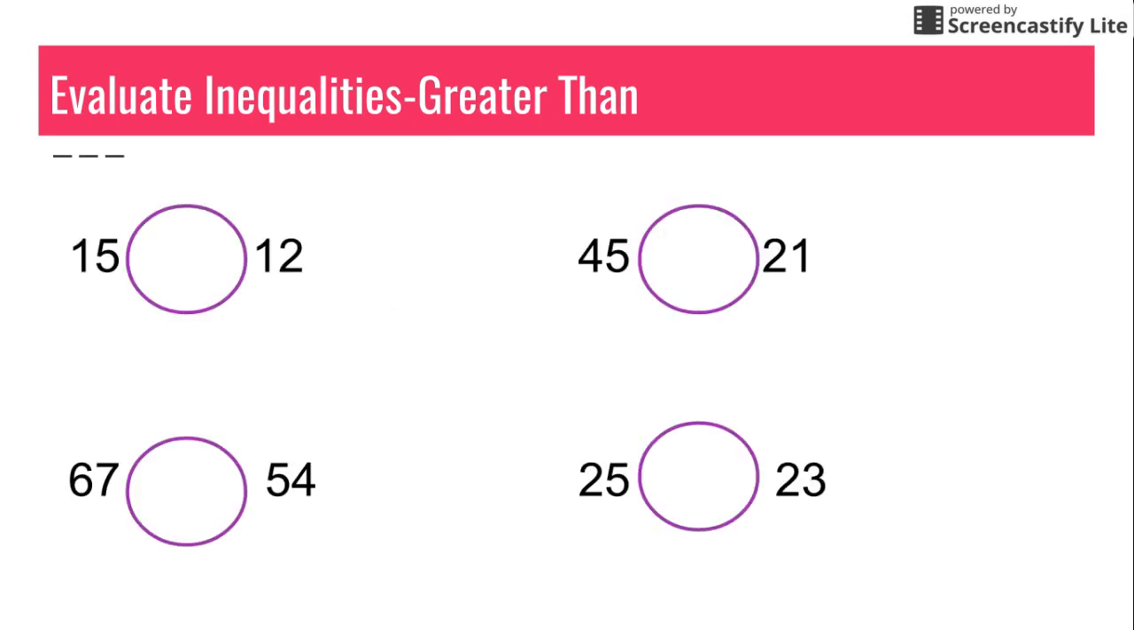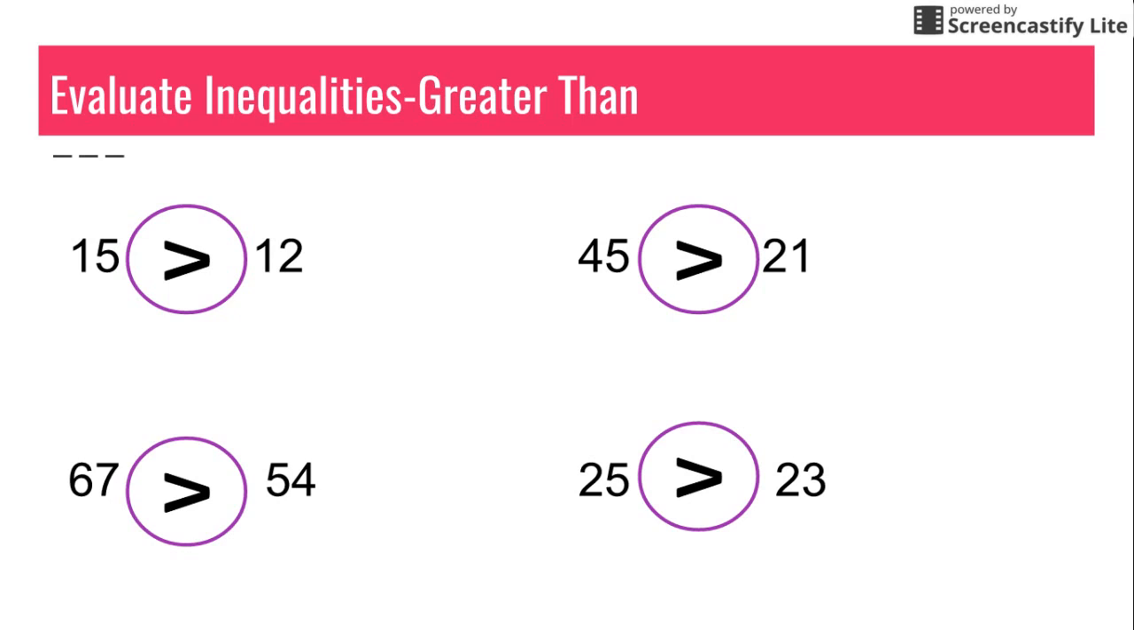Here we have 15 and 12. You know that 15 is greater than 12, so our alligator will open up and eat the 15. Next, we have 45 and 21. Again, the alligator is going to open up and eat the greater number, 45. Next, 67 and 54. You know 67 is greater than 54, so the alligator opens up to eat it. And then lastly, we have 25 and 23. 25 again is the greater number, so the alligator opens up to eat it.